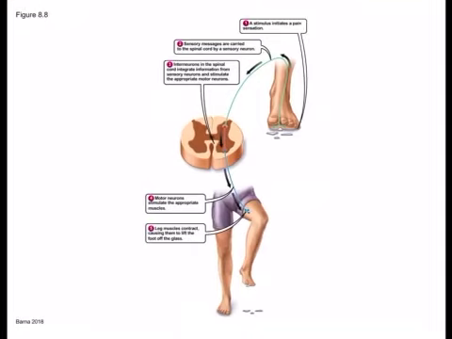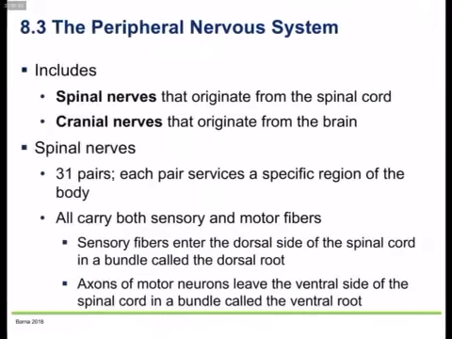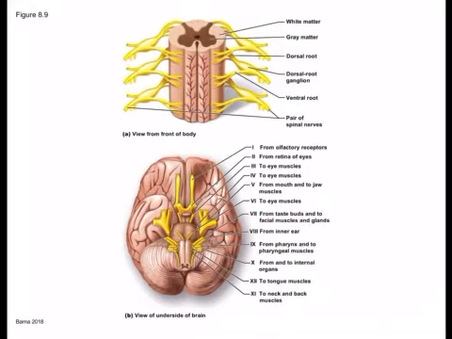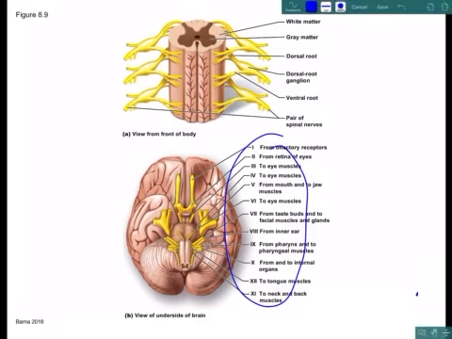Okay, now looking at the next thing that we have here, we have parts of the spinal cord. We have what's called cranial nerves, and we have what's called spinal nerves. There's 12 pairs of cranial nerves, and then there's 31 pairs of spinal nerves that are coming out at levels of the spinal cord.